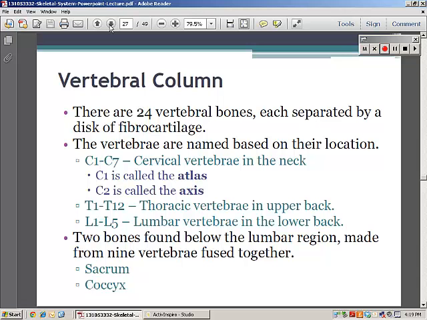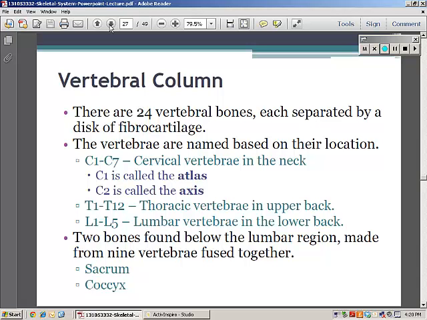And there's 7 bones actually in the cervical region. The first 2 have special names. The first vertebra on your vertebral column is called the atlas. And the one directly below that, we call the axis. So out of all of your vertebrae, you do not need to memorize the names of any other ones except for the first 2, the atlas and the axis.